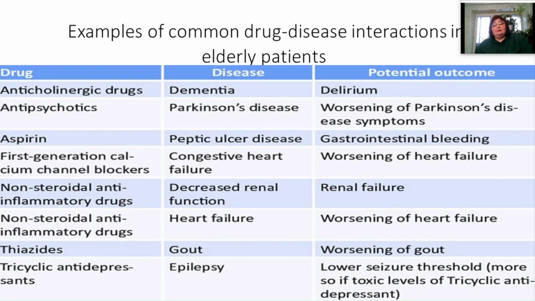Anticholinergic drugs in dementia: a potential outcome is delirium. Antipsychotics in Parkinson's disease: worsening of Parkinson's disease symptoms. Aspirin in peptic ulcer disease: gastrointestinal bleeding. First-generation calcium channel blockers in congestive heart failure: worsening of heart failure is a potential outcome.